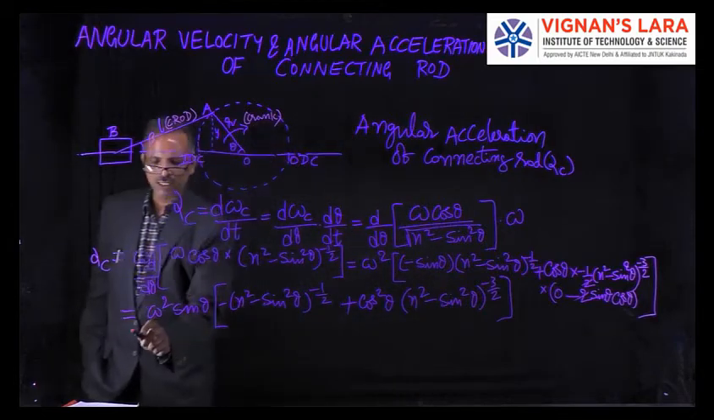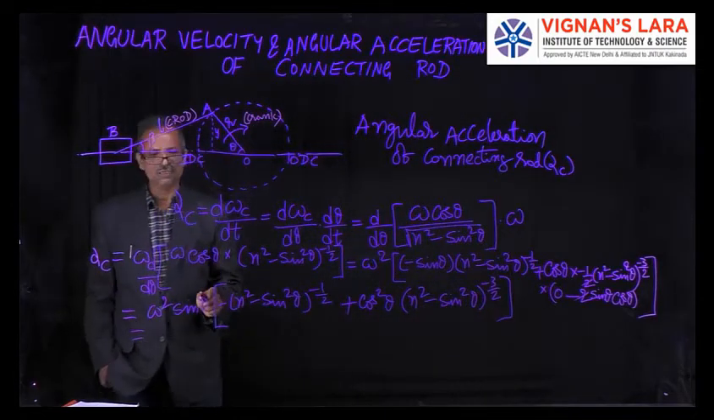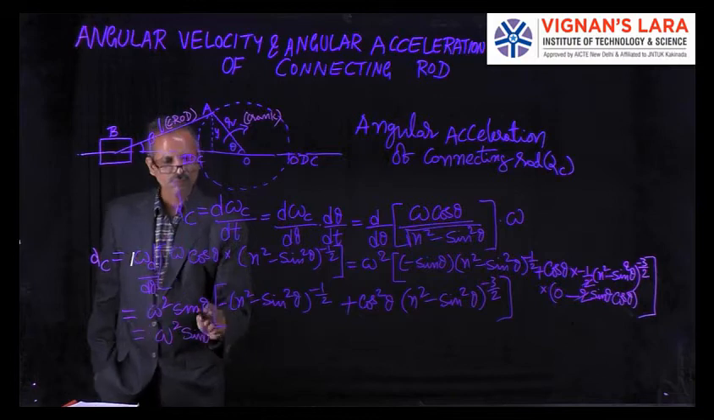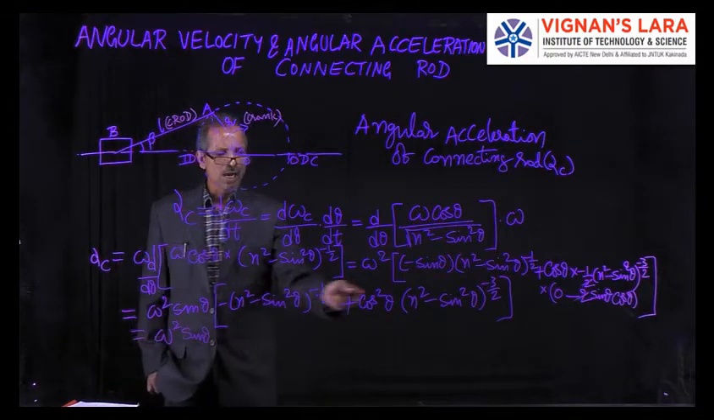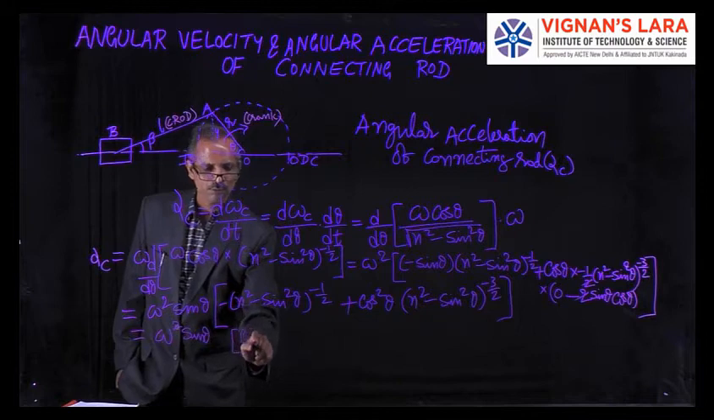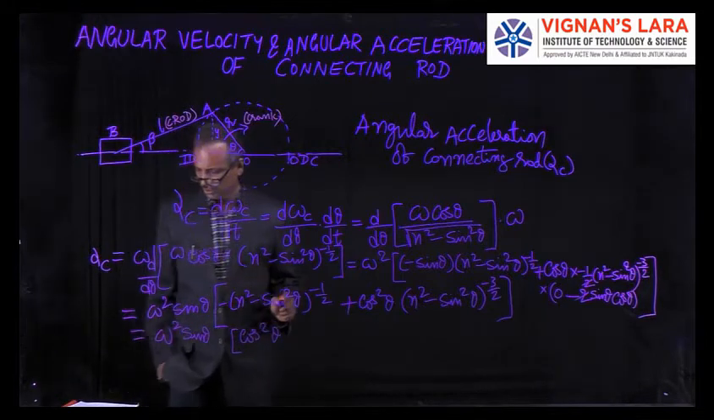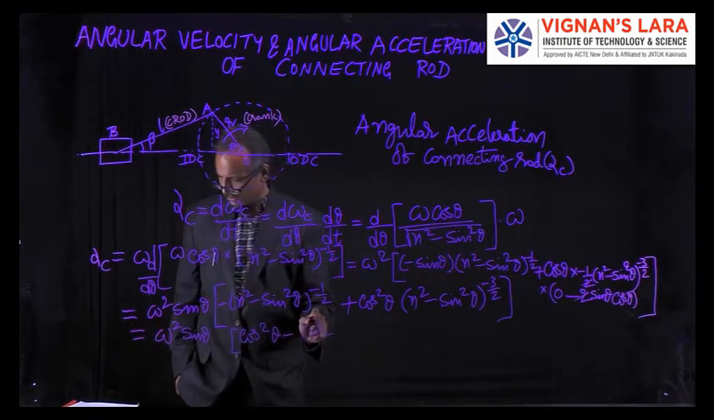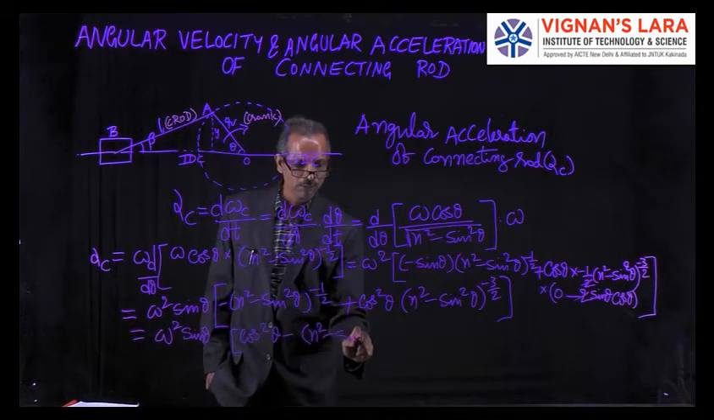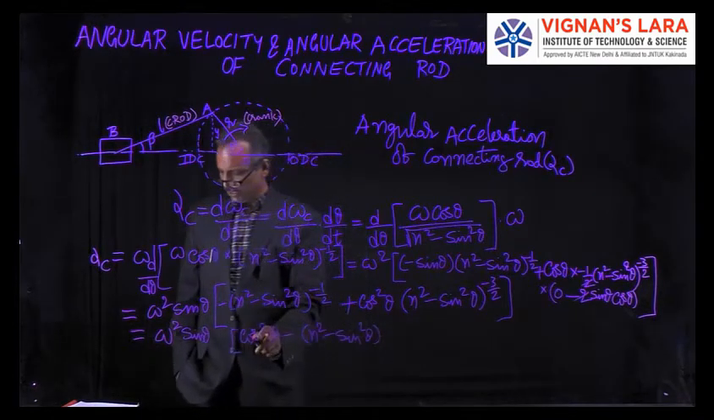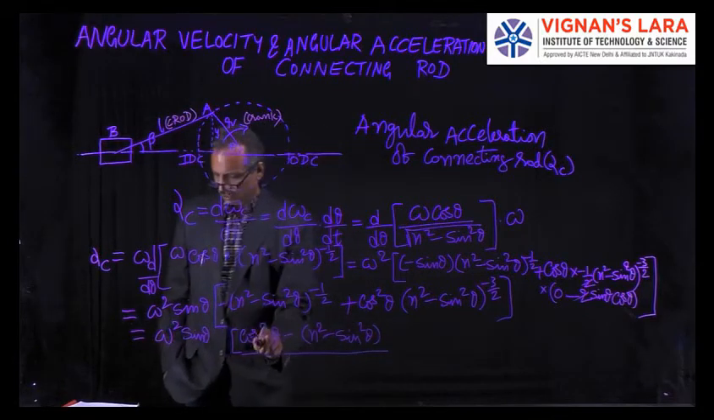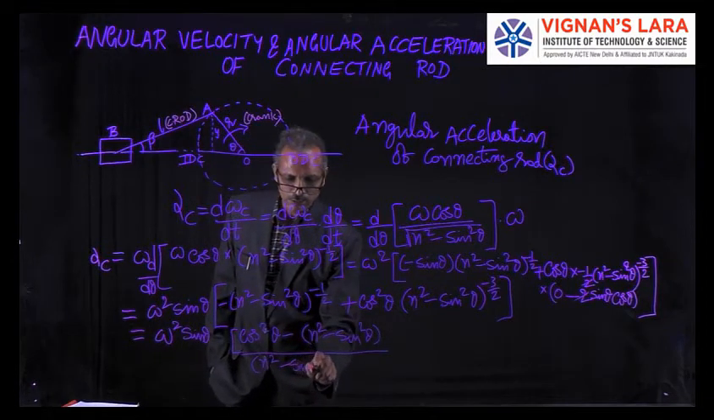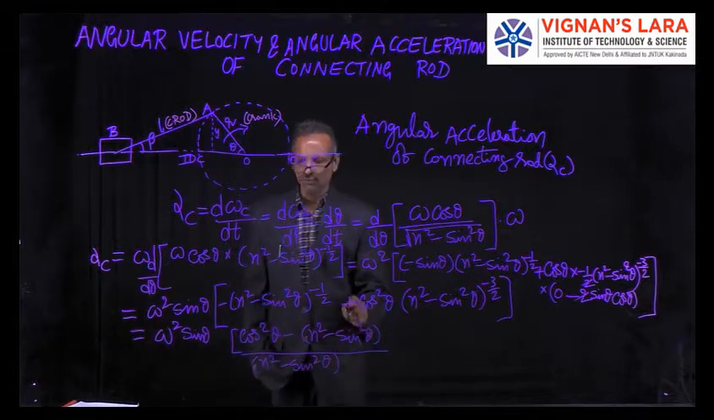Okay, so here I can write this as omega square sin theta. Okay, so then cos square theta minus n square minus sin square theta by n square minus sin square theta whole to the power of 3 by 2.